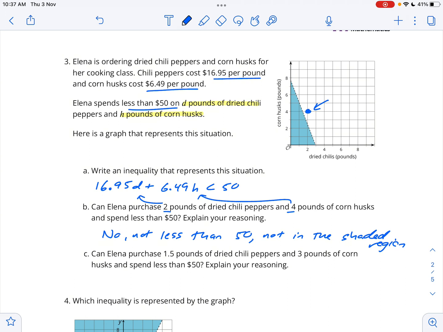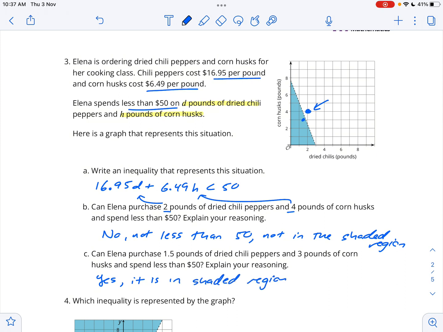Part C says, can Elena purchase 1.5 pounds of dried chili peppers and 3 pounds of corn and spend less than 50? So let's just go right up to the graph. 1.5 and 3 is going to be about right there. So the answer would be yes, and the reason is that it is in the shaded region.